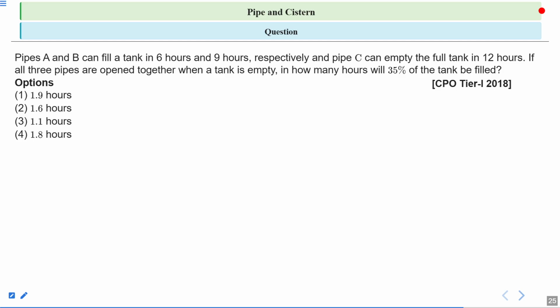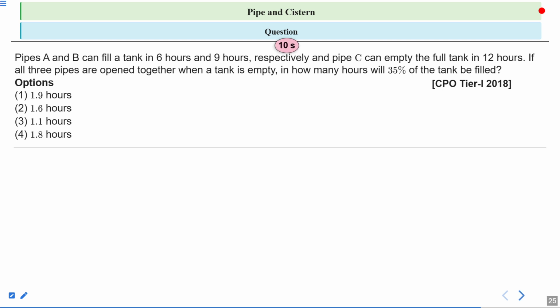Next one. Pipes A and B can fill a tank in 6 hours and 9 hours respectively, and pipe C can empty the full tank in 12 hours. If all three pipes are opened together when the tank is empty, in how many hours will 35% of the tank be filled? This question was asked in the CPO Tier 1 exam in 2018. There are 4 options. First is 1.9 hours, second is 1.6 hours, third is 1.1 hours, and fourth is 1.8 hours.